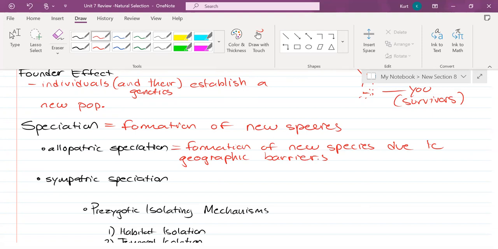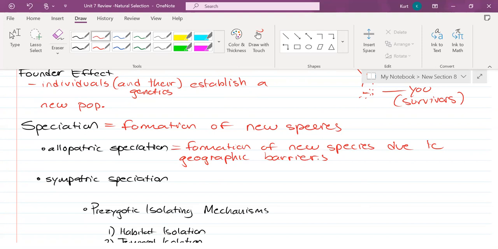In Africa, there's a giant bird called an ostrich. In South America, there's a giant bird called a rhea. It looks very similar to an ostrich. Those two birds are separated by the Atlantic Ocean, but we all know that Africa and South America used to be together, but now they're separated. That's allopatric speciation, the formation of the species due to geographic barrier.